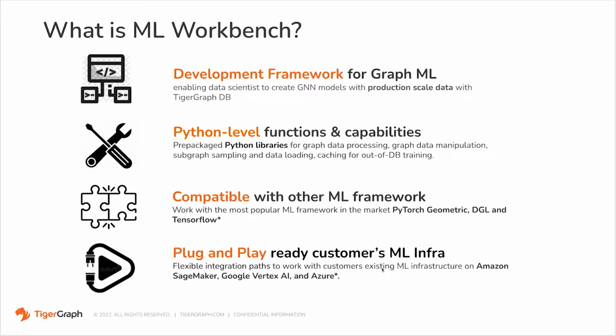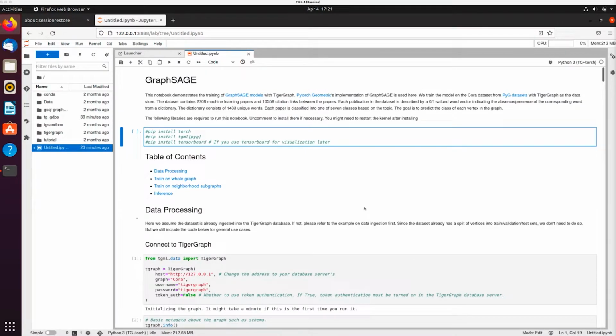Not an expert in graph query languages? Don't worry, ML Workbench has you covered. The Workbench provides graph data processing capability such as training and test splitting, subgraph sampling, and mini-batching for your GNN training at a Python level. So you do not need to spend any time learning any new query language. You can just focus on the data science that you've already been doing and the Python code that you've already been writing. Let's dive into a working example.